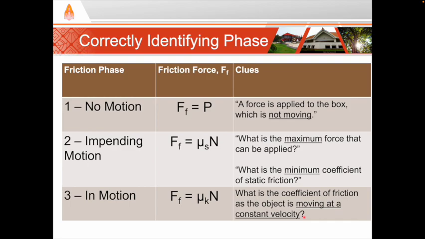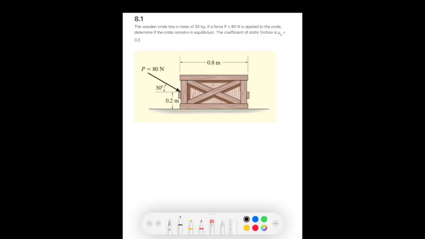So let's look at an example of a few of these. In this example, we have a wooden crate. And we're told that the crate has a mass of 20 grams, so it has a weight. And we're told that there's a force P, which is at an angle of 30 degrees. And so we can go ahead and break that into its x and y components. And the force is 80 newtons. And the other thing we know is that the coefficient of static friction is 0.3.